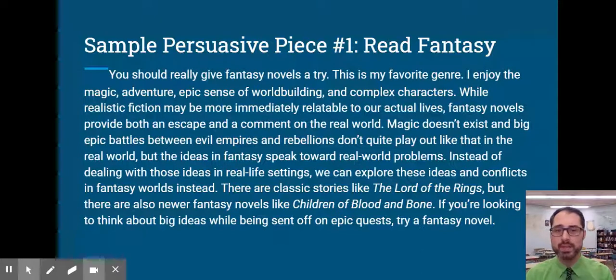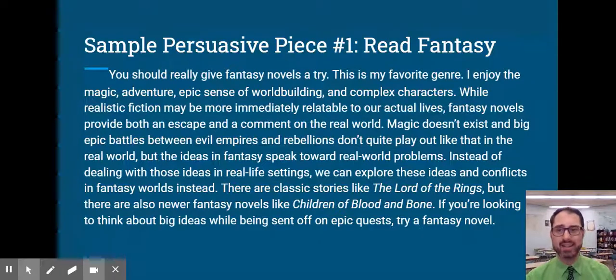So in this piece, I was trying to convince people to read fantasy literature. I started off with a clear claim. I concluded by encouraging you to do what I was hoping you to do, and everything in the middle gave examples of what fantasy is or what fantasy can do and why it might appeal to some people.